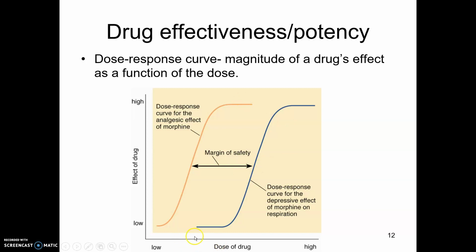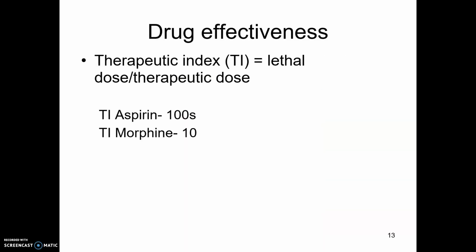The problem is, at the same time, as you increase the dose of the drug, morphine will also affect respiration due to binding in the brainstem. And so what this means is that the higher the dose, the greater the likelihood that you inhibit respiration. And so that's a very dangerous effect. And so the difference between our desired effect and the unwanted side effects that can be dangerous is what is known as the margin of safety. The ideal drug is one that has a large margin of safety so that we can give it to people without harmful side effects.